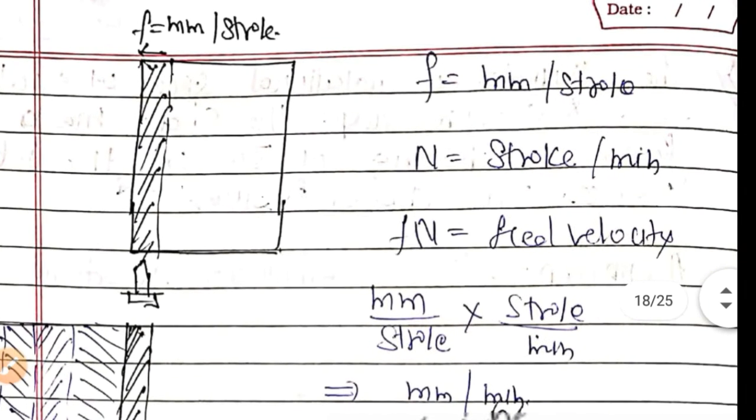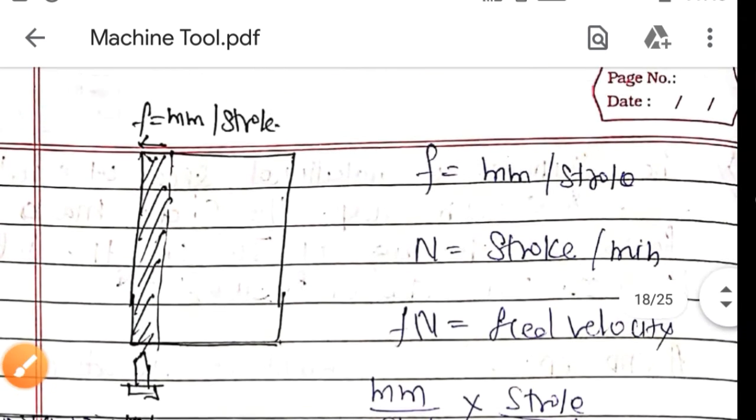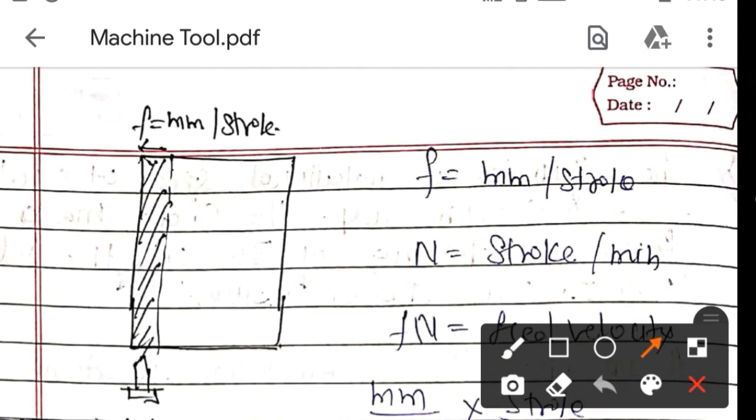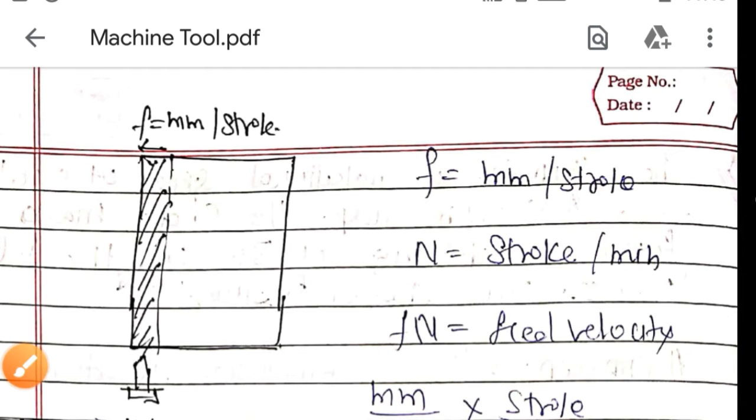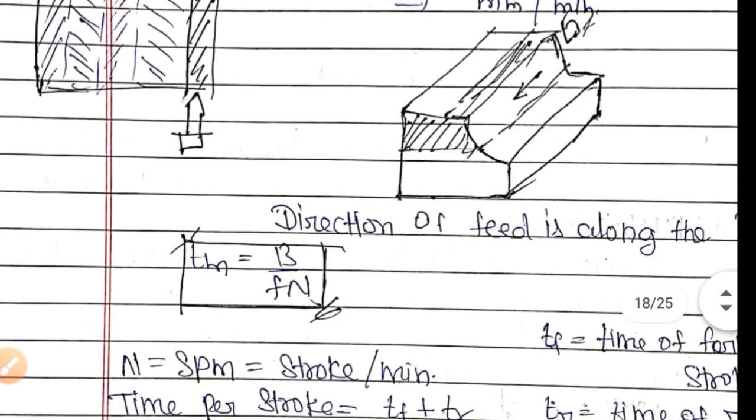So what are the parameters? All the parameters are known to you; in the last 3 video lecture series you already studied feed and all that. Here, feed f is in mm per stroke, n is strokes per minute, and the product f times n is the feed velocity, which I also told you in the last video lecture series. So please go and watch the last 3 videos.